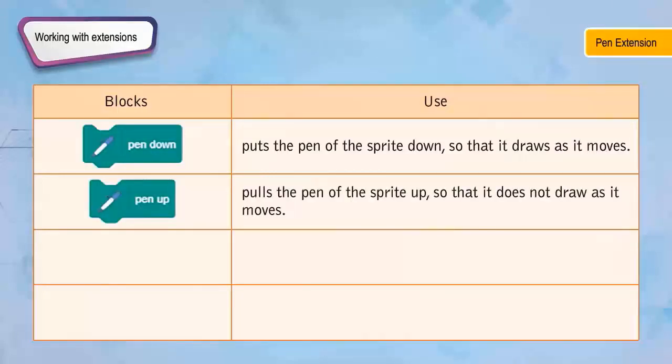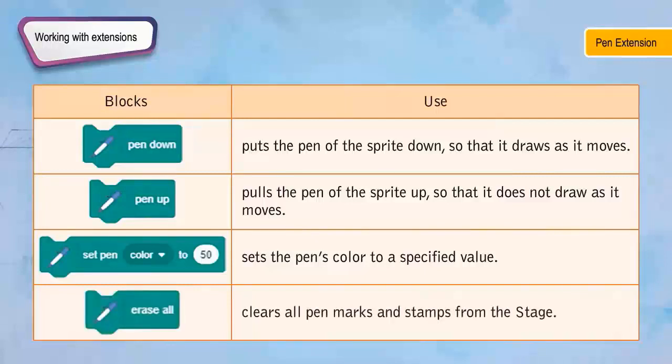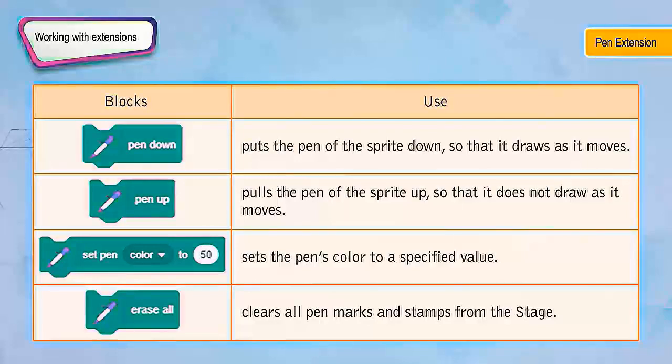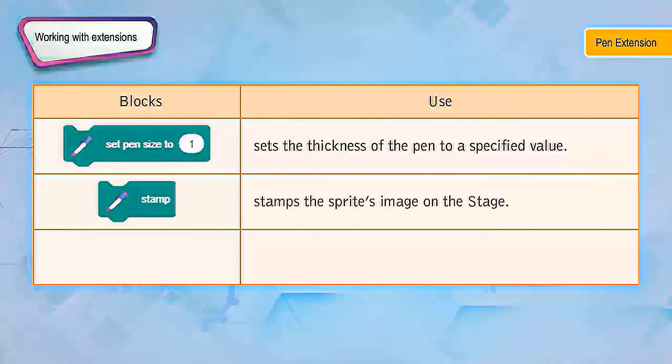Pen up, pulls the pen of the sprite up so that it does not draw as it moves. Set pen color, sets the pen's color to a specified value. Erase all, clears all pen marks and stamps from the stage. Set pen size to, sets the thickness of the pen to a specified value. Stamp, stamps the sprite's image on the stage.